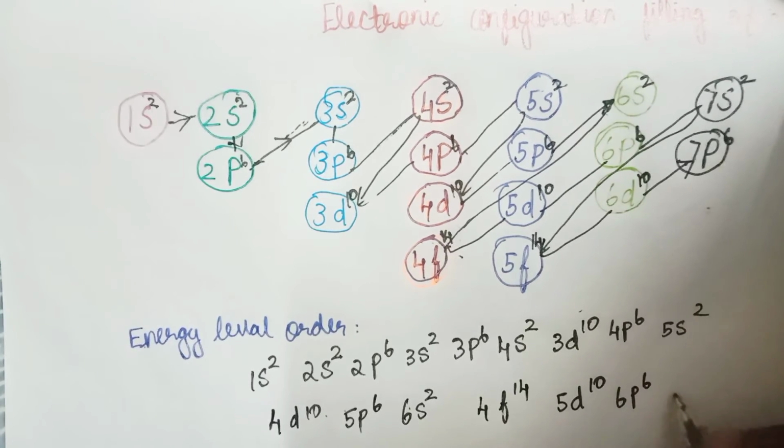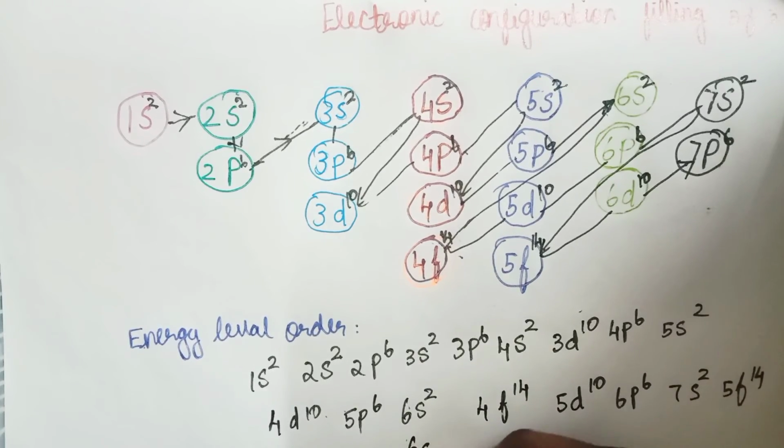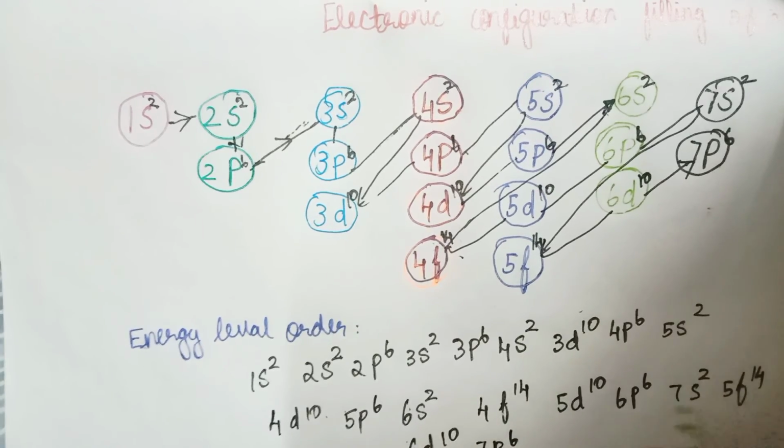6p6. Next, 7s, which has 2 electrons, and 5f has 14 electrons. 6d has 10 electrons, and 7p has 6 electrons. And this is the energy level order. The energy level goes on increasing.